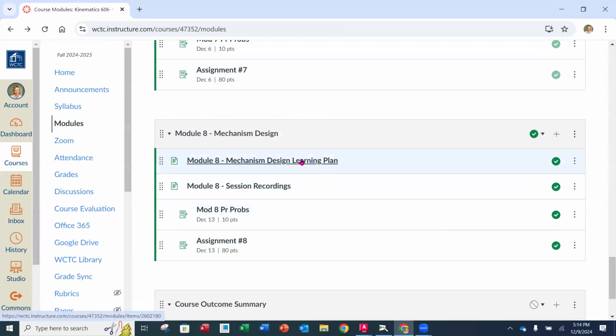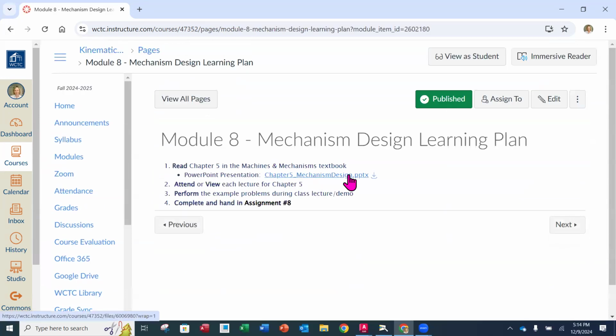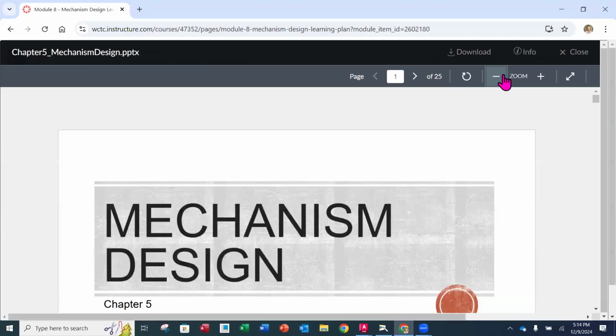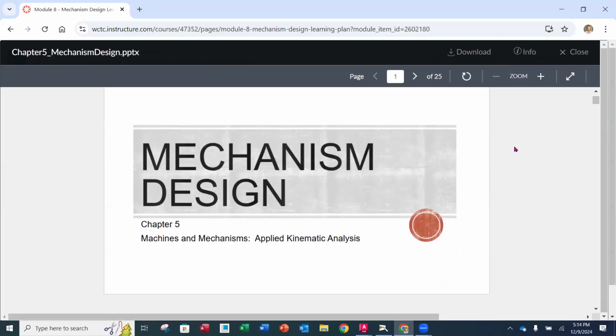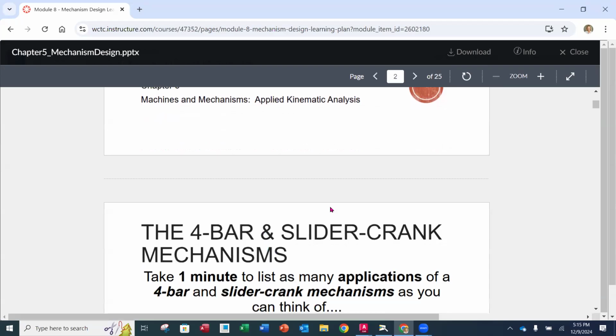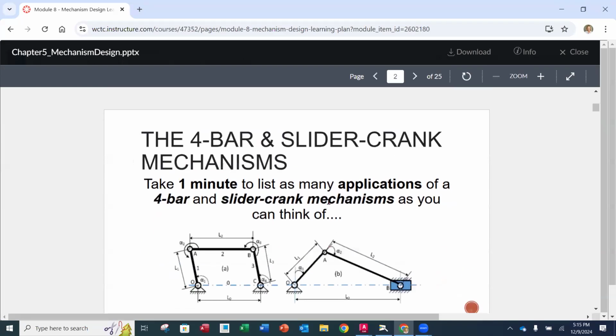So I am going to start by going back up into our learning plan here. I'm going to click on our PowerPoint presentation, and I have my book opened to chapter 5. As we get started here, refreshing our minds on four-bar mechanisms, one of the very common types that we see over and over again is a slider crank mechanism. And what I want you to do is just take a moment, because we haven't really looked at four-bar mechanisms since acceleration. Okay, so it's been a couple modules.